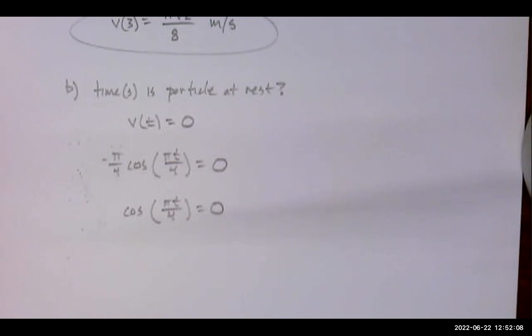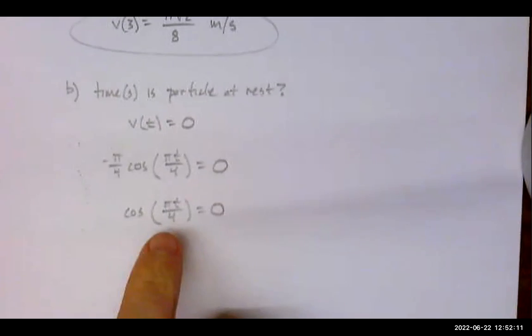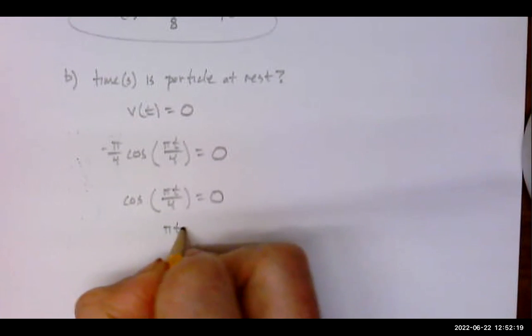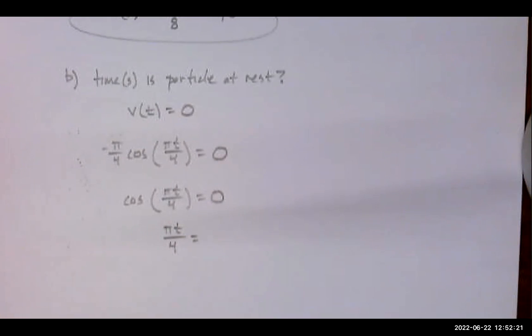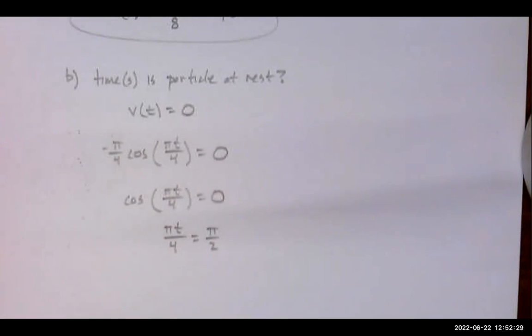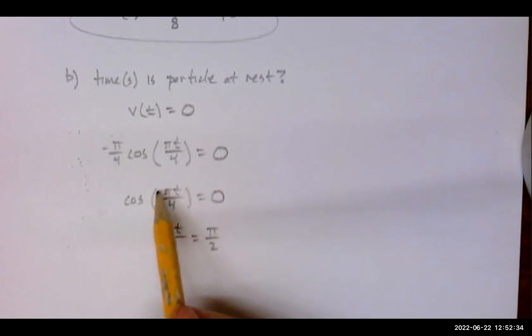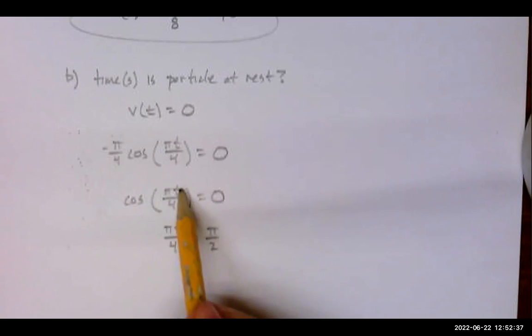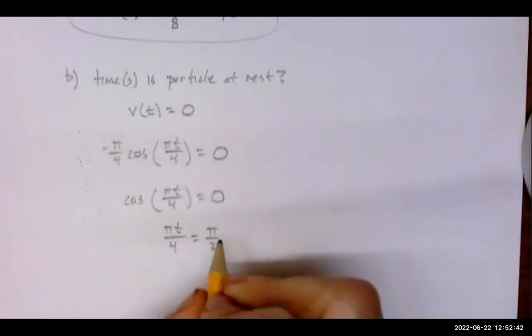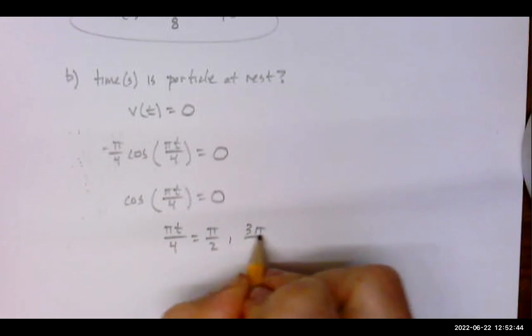We say, okay, at what angles is the cosine equal to 0? When is the first time that cosine equals 0? It starts at 1, it comes down to 0 at pi over 2. So when that angle is pi over 2, then we know that cosine is going to equal 0. So if this whole thing comes out to equal pi over 2, what value of t would do that? It occurs again at 3 pi over 2.